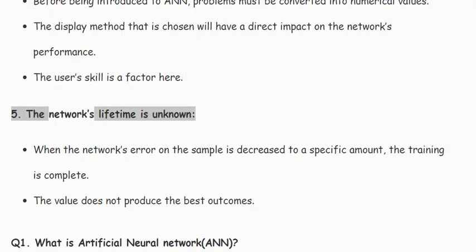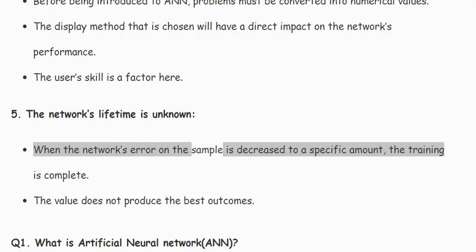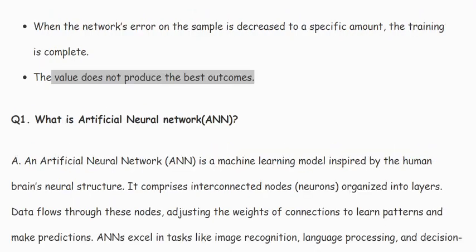5. The network's lifetime is unknown. When the network's error on the sample is decreased to a specific amount, the training is complete. The value does not produce the best outcomes.